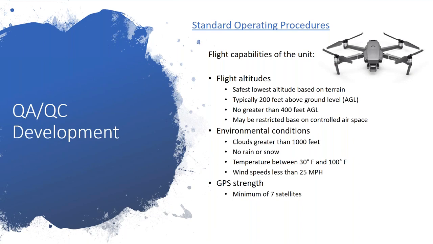Then we also have a set of conditions where we do not fly. If cloud cover is lower than 1,000 feet, we don't fly, because you can't fly within 500 feet of a cloud base. And we just make 1,000 feet the level so we don't have to worry about whether you're going to be within cloud areas or not. No rain or snow, because it's not good for the equipment and can cause it to malfunction. Temperatures have to be between 30 and 100 degrees Fahrenheit. The machine doesn't do really well when it gets below 30 degrees.